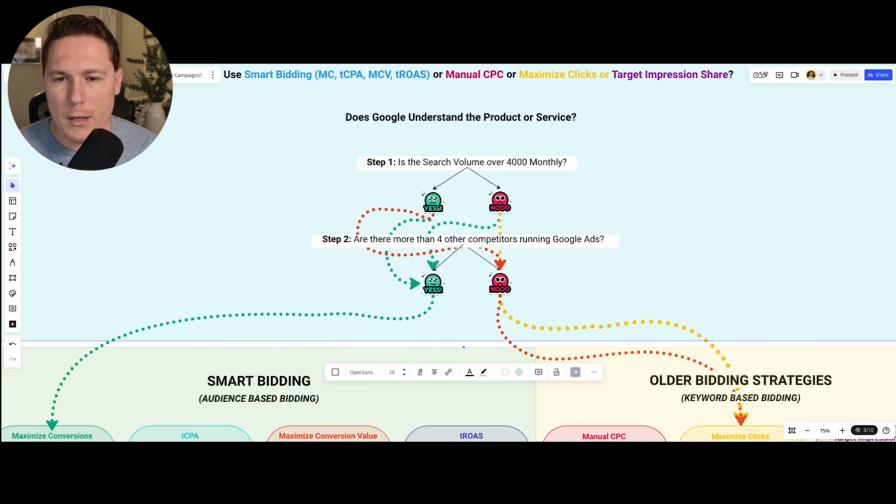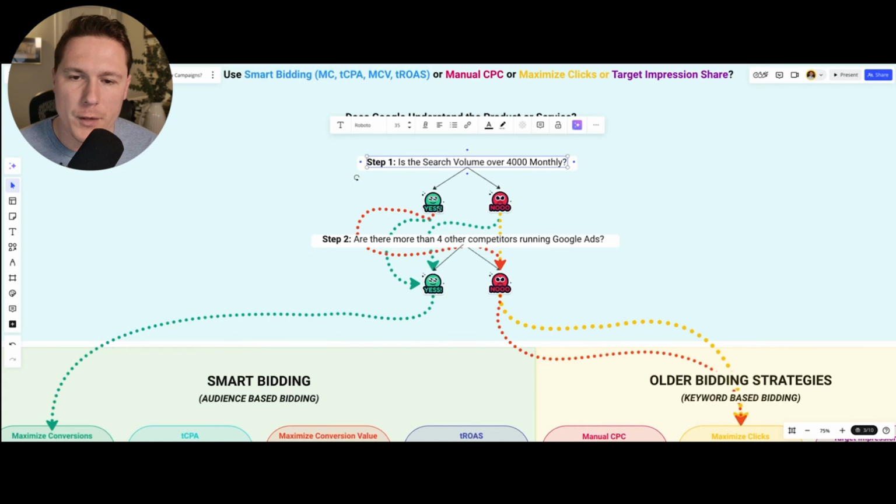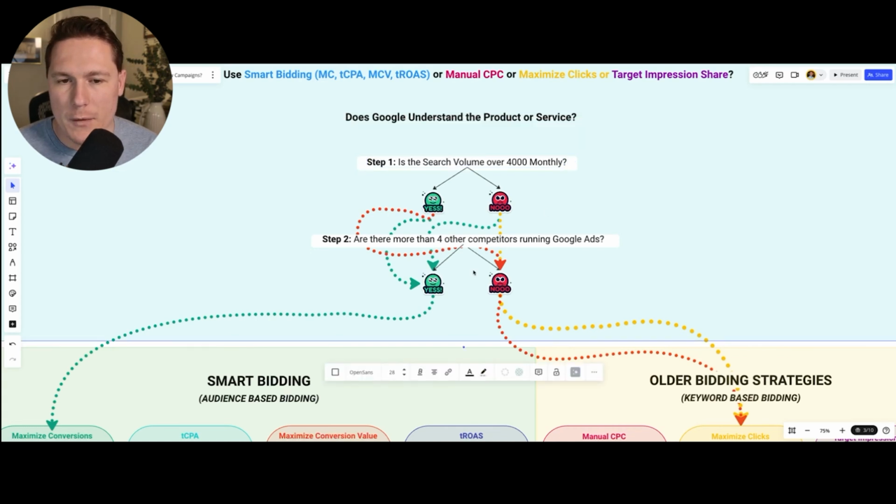Now, let's just say, theoretically speaking, that the search volume is over 4,000 monthly, but there are not 4 other competitors running Google ads. If you're a local service company, let's say a hospital or a plumber, I would still go to maximize conversions and try that bidding strategy first, because that's something that's more common and people understand. But if it's a new product or service where it's very difficult to know if people know about it, then that's where I would move over to more keyword-based bidding. So just be aware of that.